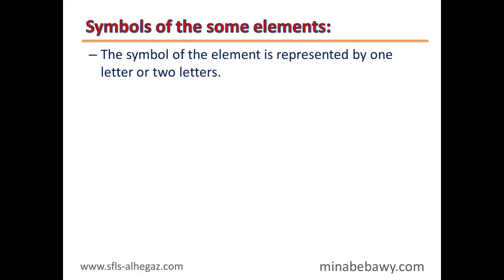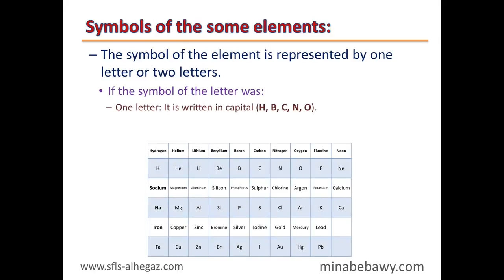Also, the symbol of the element is represented by one letter and in other cases by two letters. If the symbol of the element is one letter, it is written in capital. For example, hydrogen, one letter written in capital form. Boron, one letter in capital. Carbon, one letter in capital. Nitrogen, N, one letter, capital. Oxygen, one letter, capital.